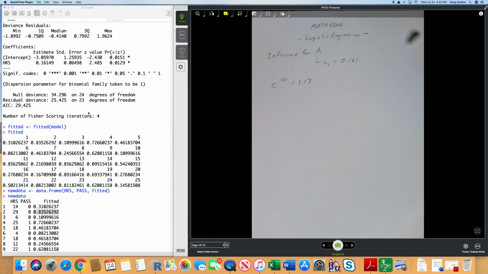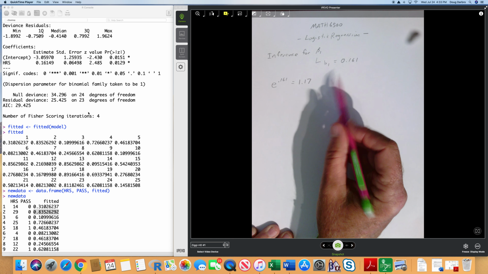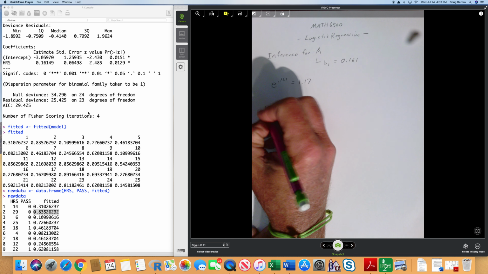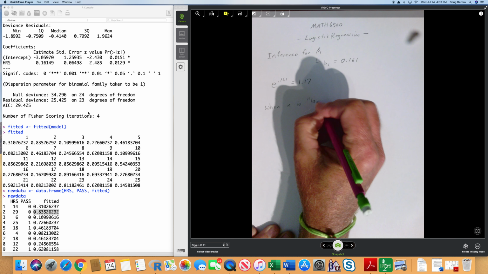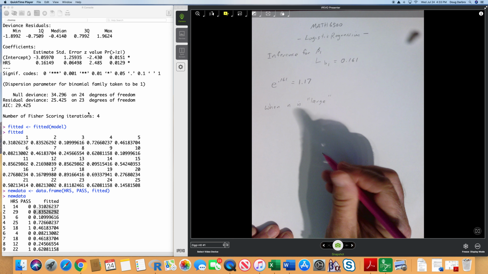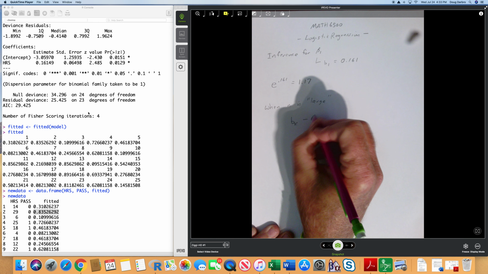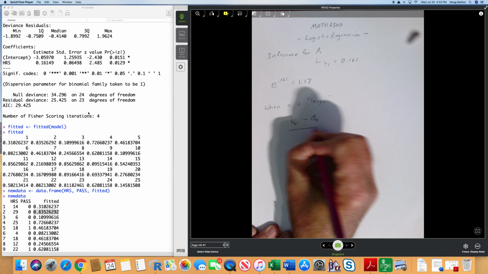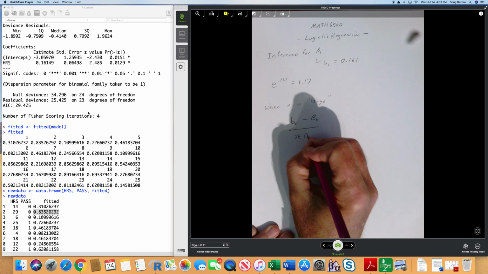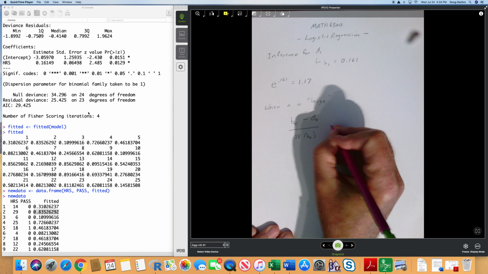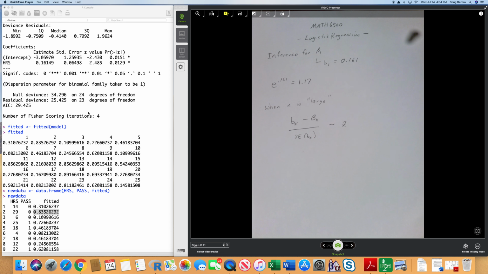Now, what I want to do now is get into the inference of 0.161. We can say when N is large, relatively speaking, that our B sub K minus our beta sub K, divided by the standard error for B sub K, is approximately a standard normal distribution, the Z distribution.